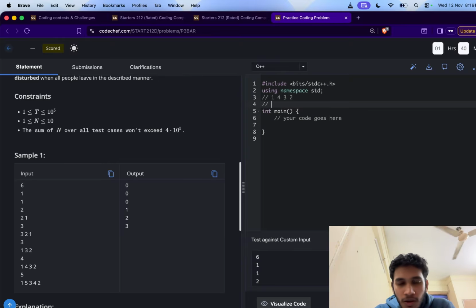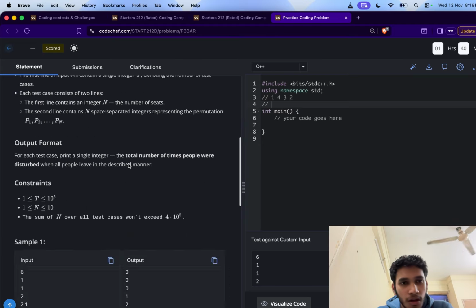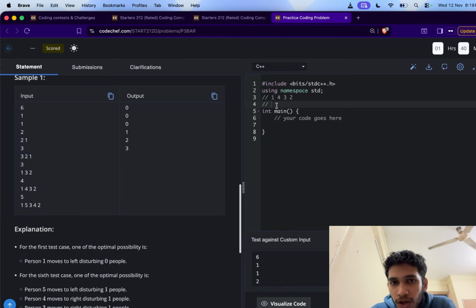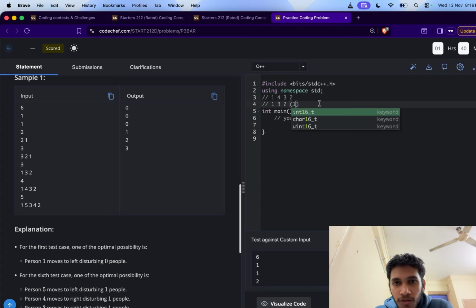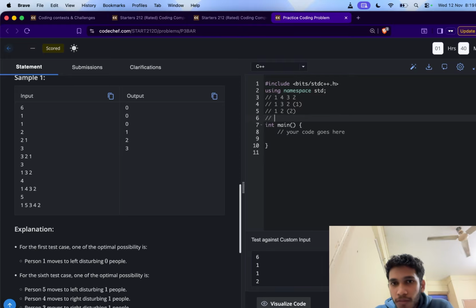What would happen? Here the permutation is not from 0 to n minus 1, it is from 1 to n. So it is 1432. First 4 would leave, and the array would become 132. It would leave by the left, so only index 1 is disturbed, so the answer is 1 for the leaving of 4. Now 3 will leave, it could choose any side, left or right, and the answer would be increased by 1. So it is 2 in total.